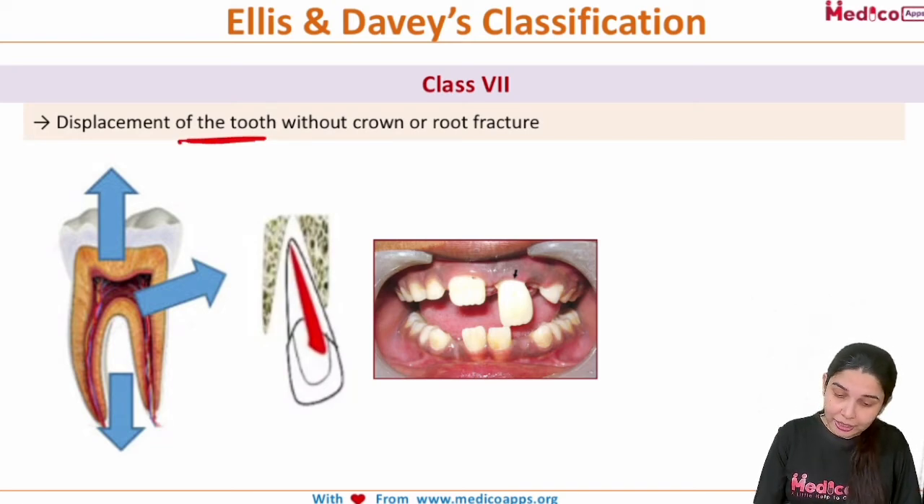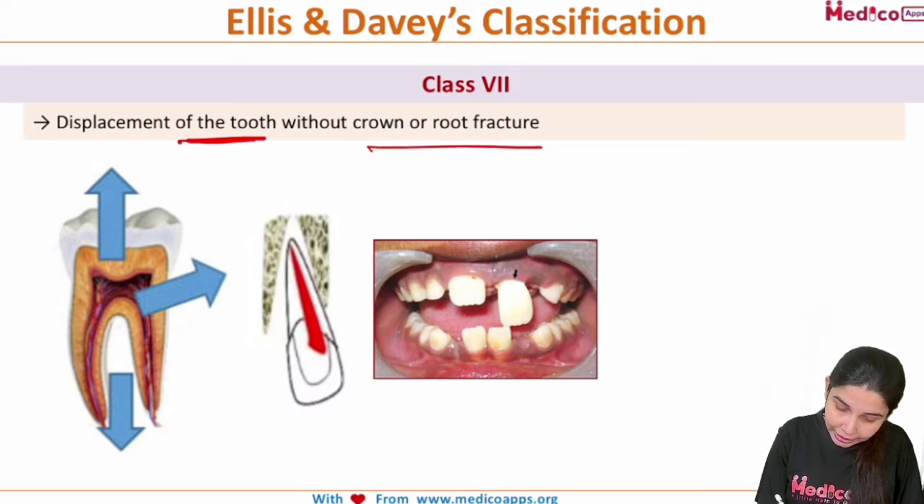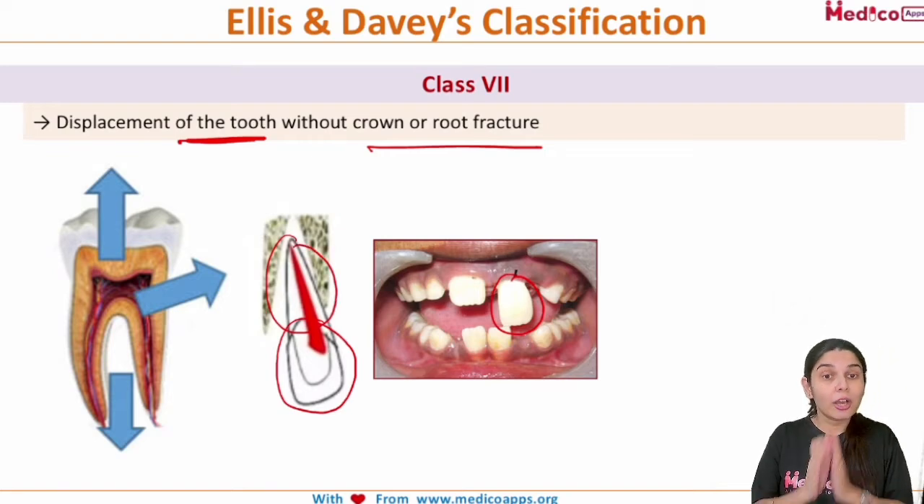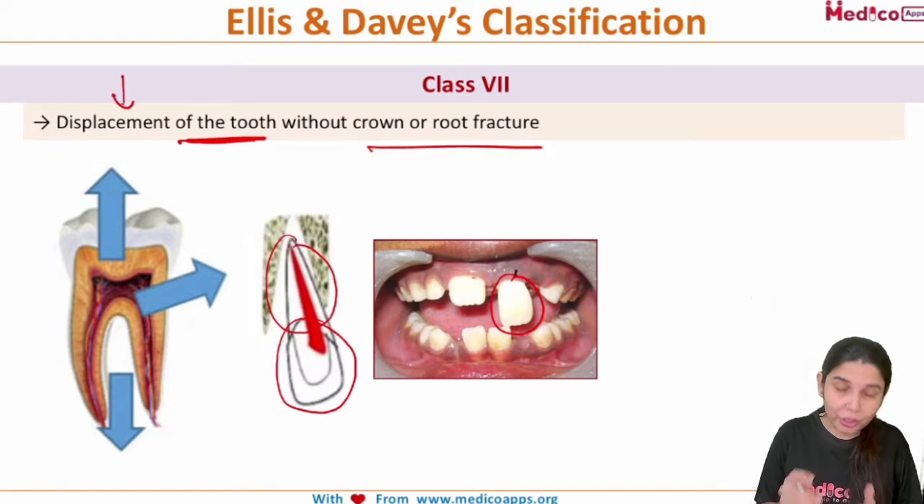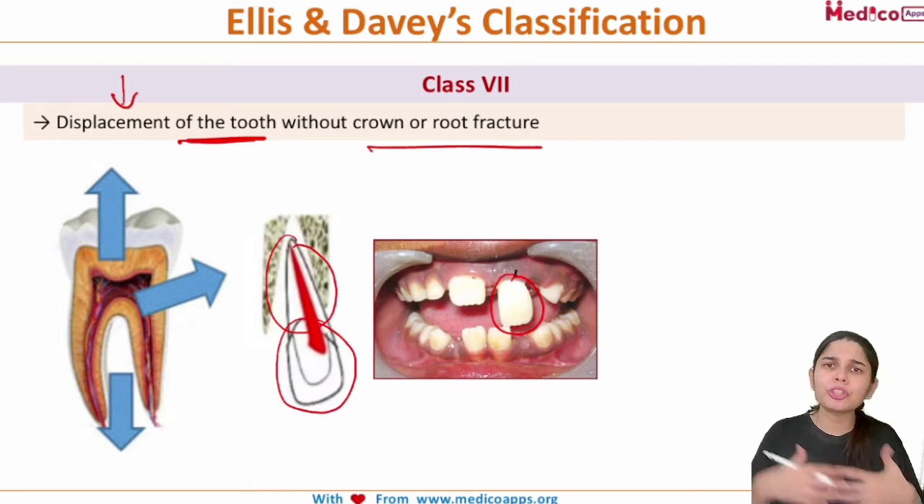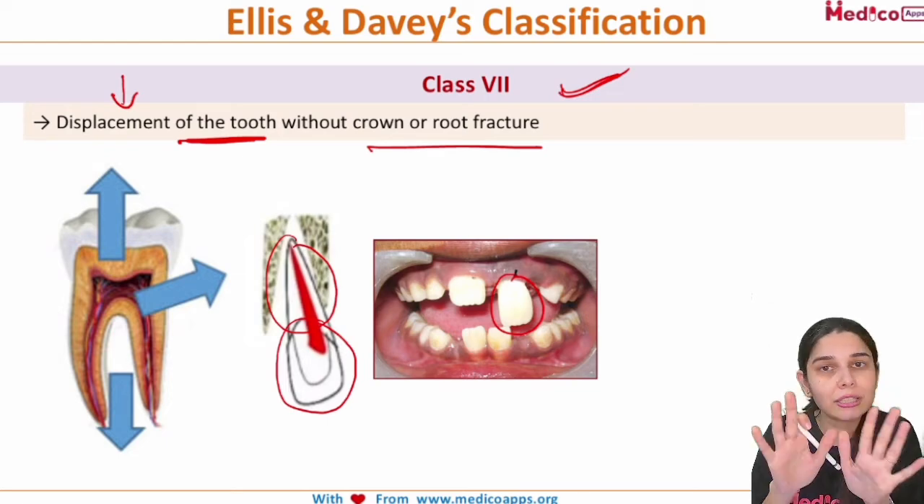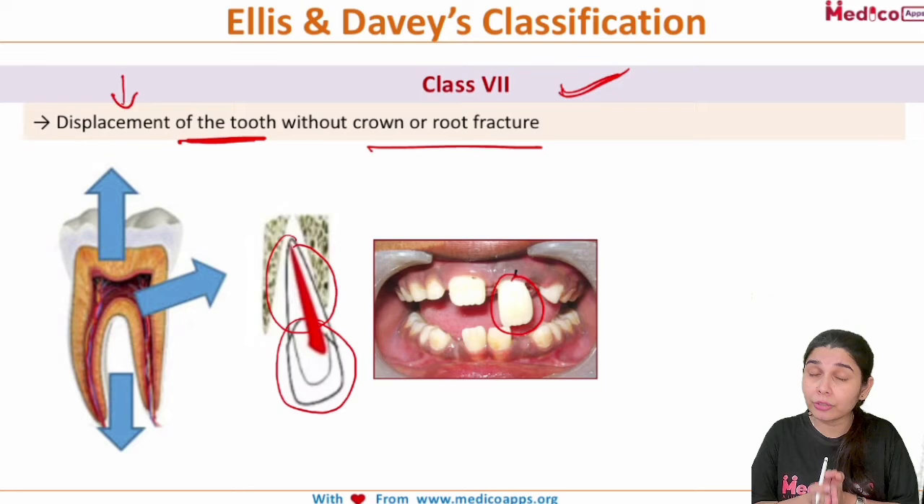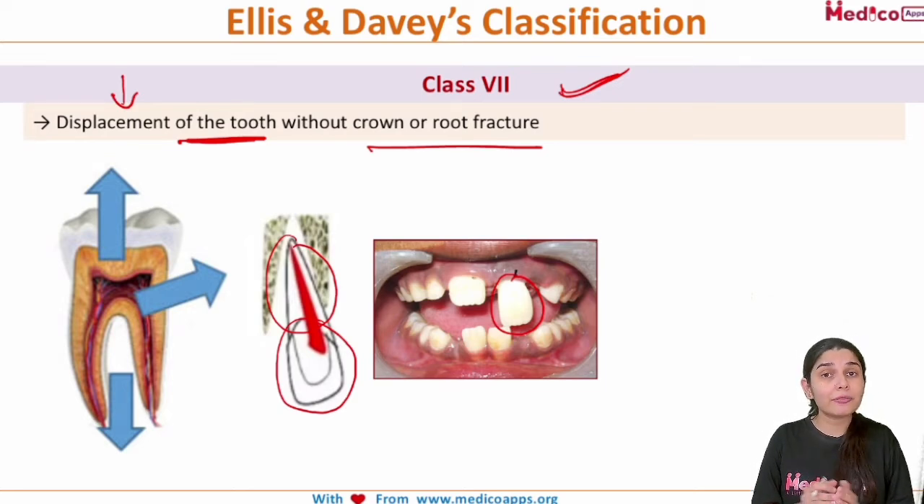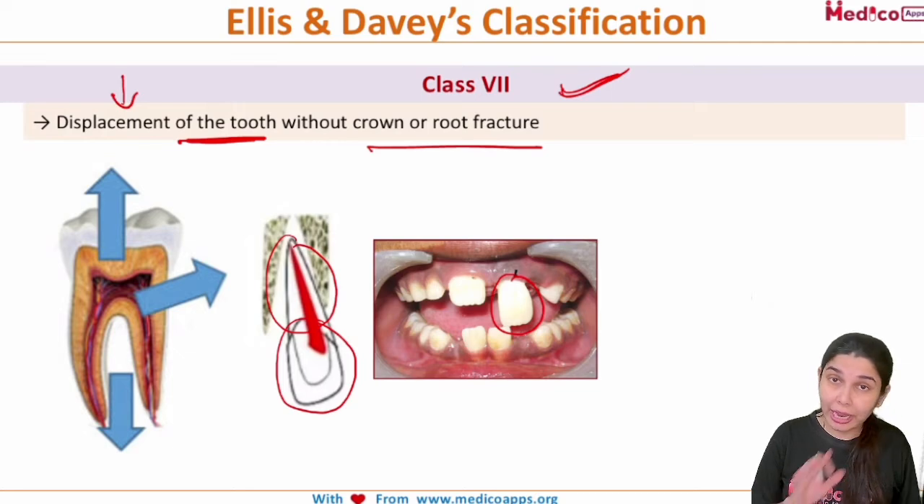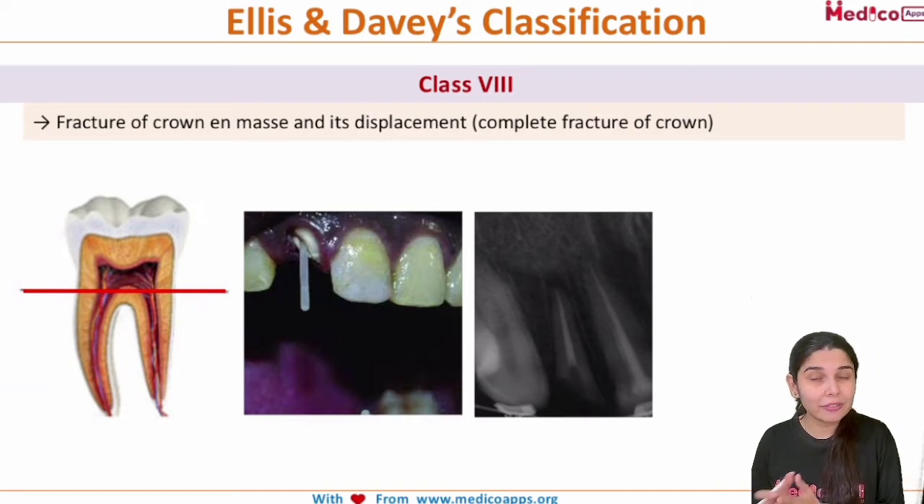Now here again, there is no fracture of the crown or root. The root and the crown both are completely intact. Only there is displacement of the tooth, and displacement can be intrusion, extrusion, any case of displacement of the tooth can be class 7 Ellis classification. So till now, up to 6, you have understood. Class 7 is when there is displacement of the tooth structure and there is no fracture of the crown and the root.